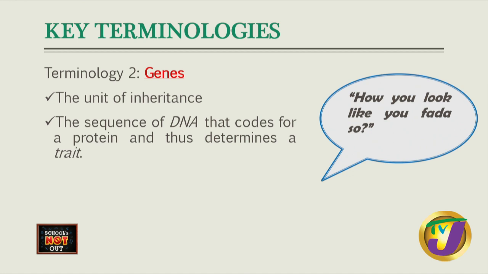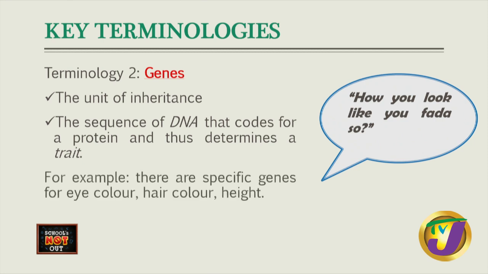And there are a diverse amount of genes that we find within the human genome. Some examples of genes would be eye color. We can have a gene for hair color, and we can have a gene for height. So in my case, I've inherited my parents' short genes.